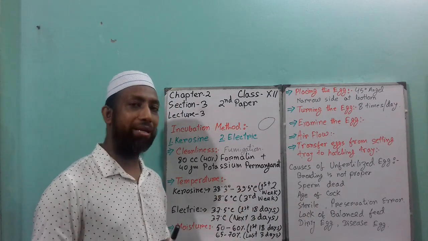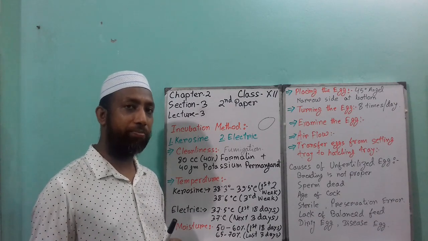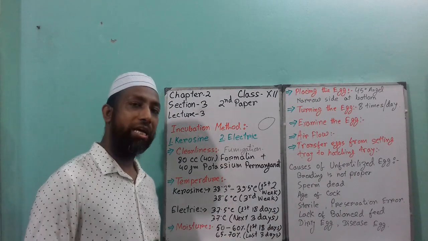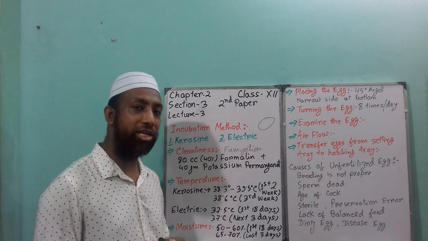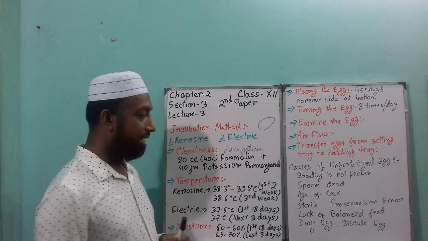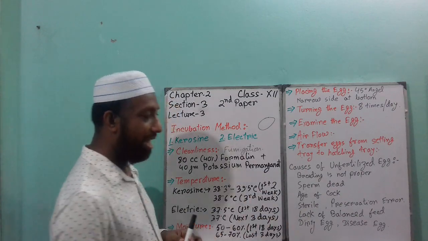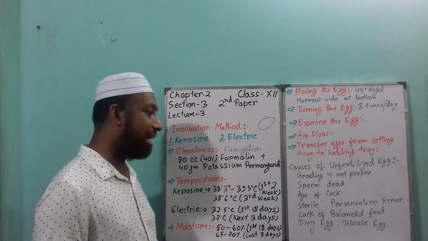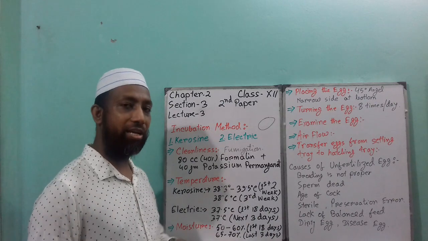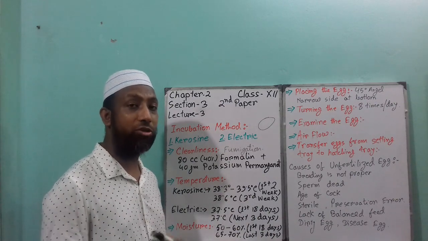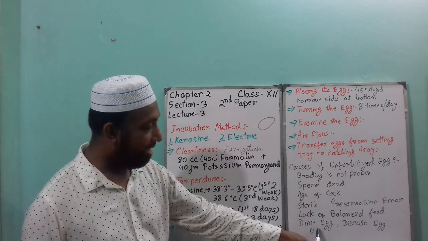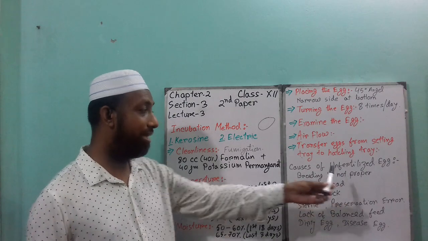Then dead sperm. When the sperm is dead, you will not get proper eggs. Then the age of the cock: if the cock is too old, it will not give you hatched eggs. Then if the egg is sterile and there is a preservation error, the egg will not be fertilized. If there is a lack of balanced feed, it will not give you more eggs. Then if the egg is dirty and diseased, the egg will be unfertilized.